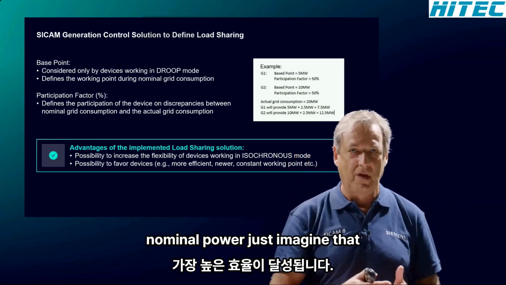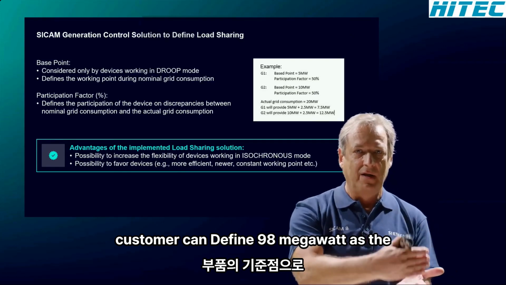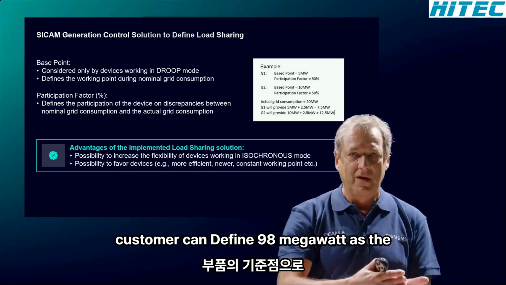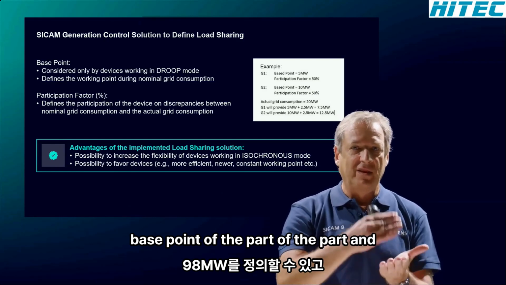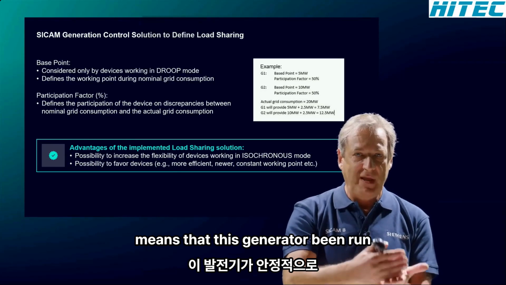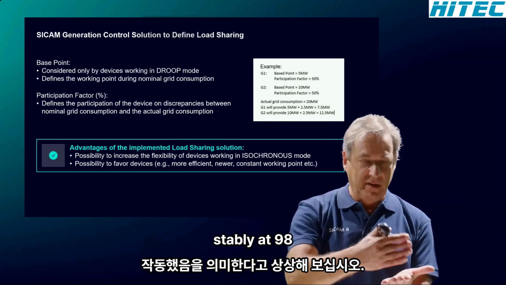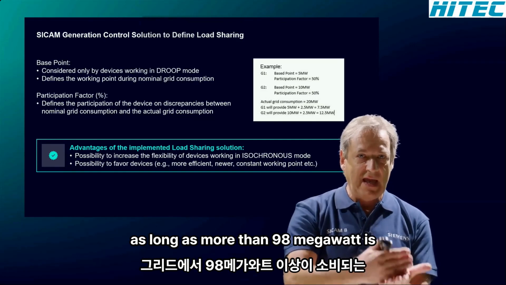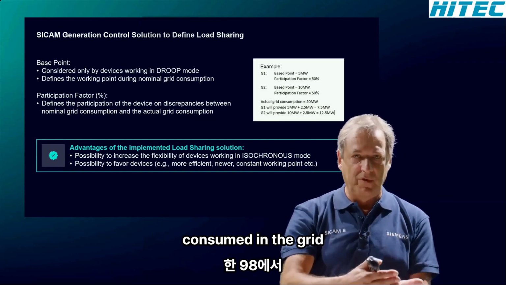Just imagine that. In this scenario, the customer can define 98 megawatt as the base point and the participation factor at 0%. This means that this generator will run stably at 98% as long as more than 98 megawatt is consumed in the grid.